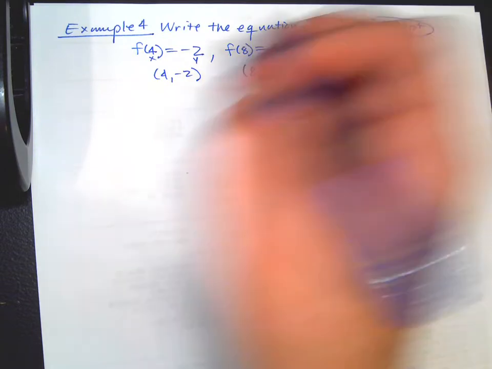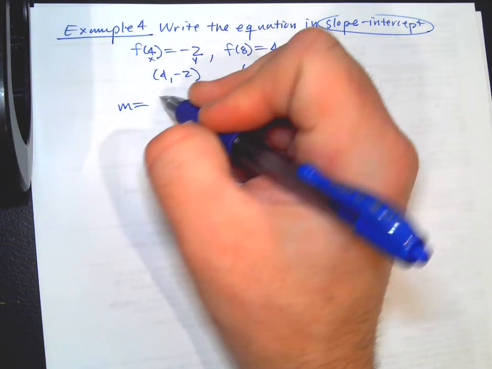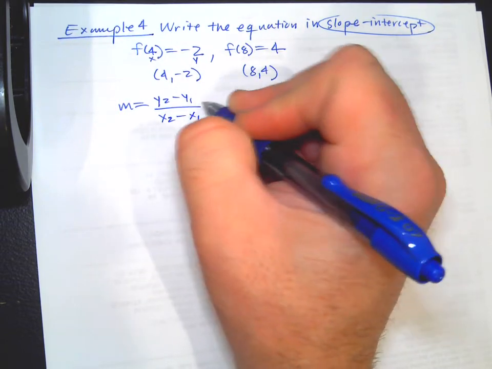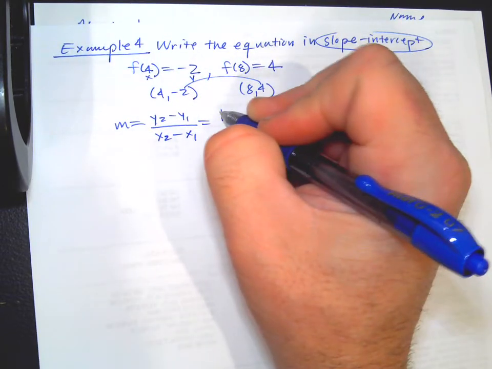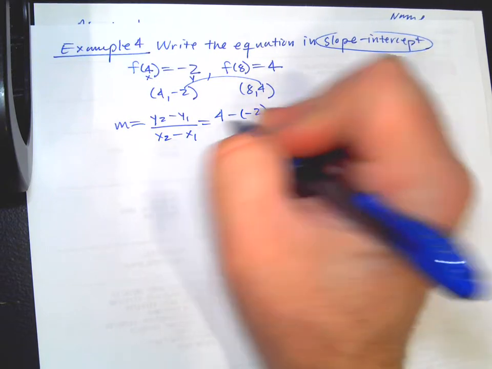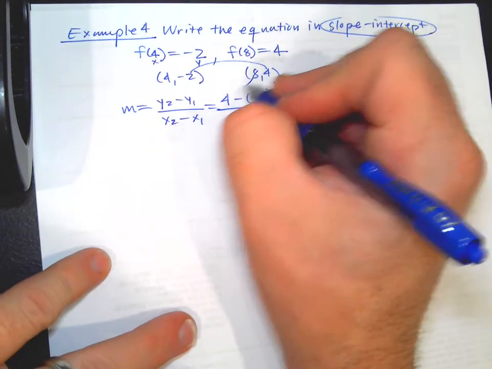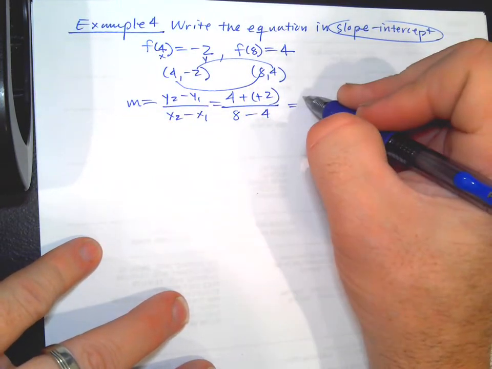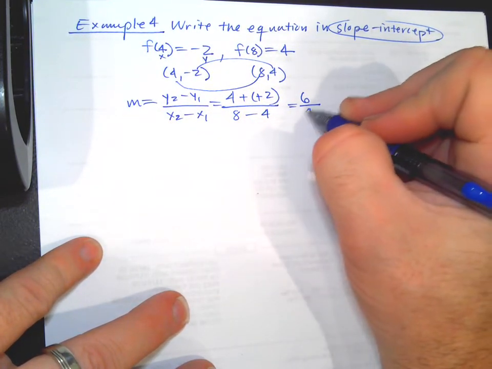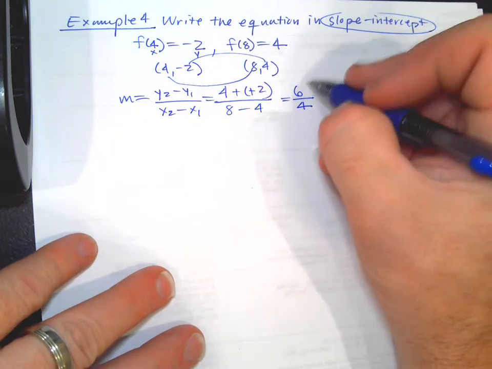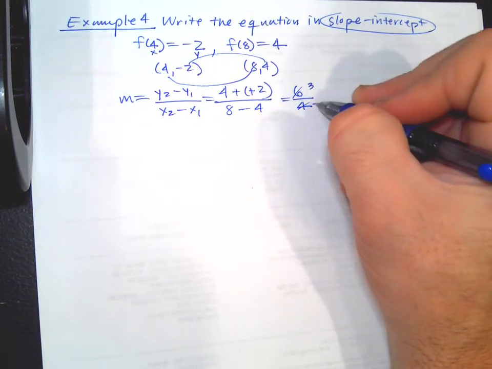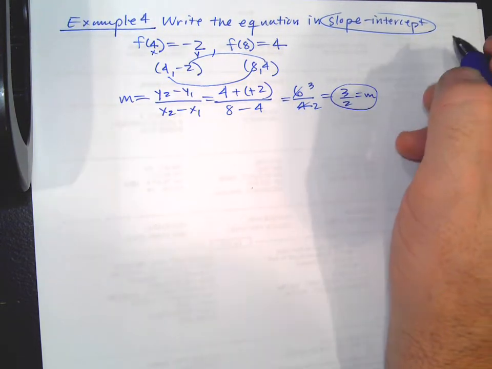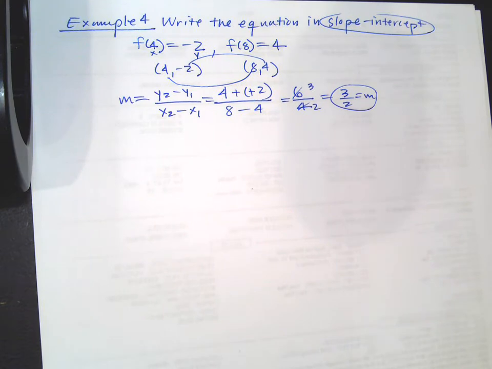We've got to find the slope: y2 minus y1 over x2 minus x1. So y2 minus y1, 4 minus negative 2, over 8 minus 4. Minus minus becomes plus, so we get 6 on the top, 4 on the bottom. We can reduce this. Divide 2 out of the top and 2 out of the bottom. We get 3 halves. That's our slope. Leave it like that. Don't write it as 1.5.